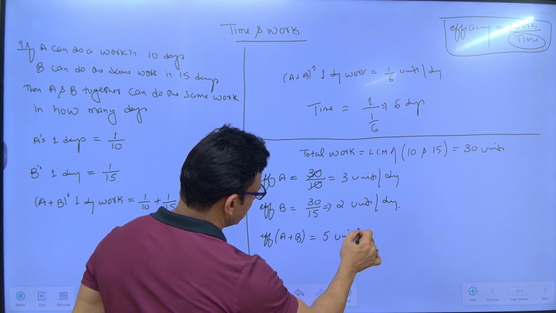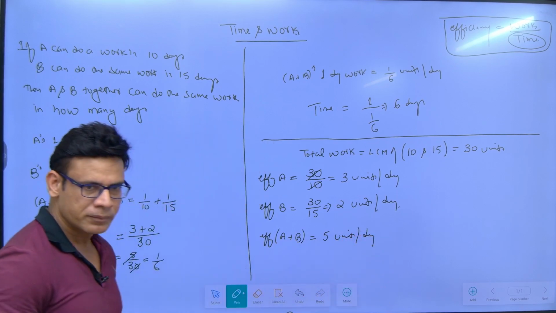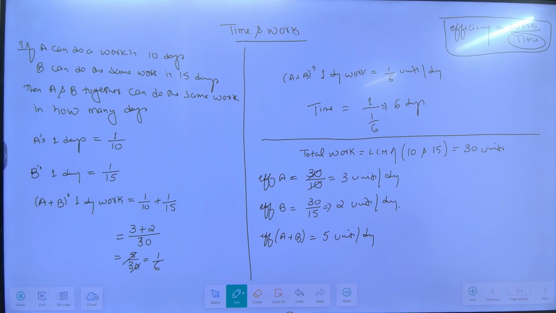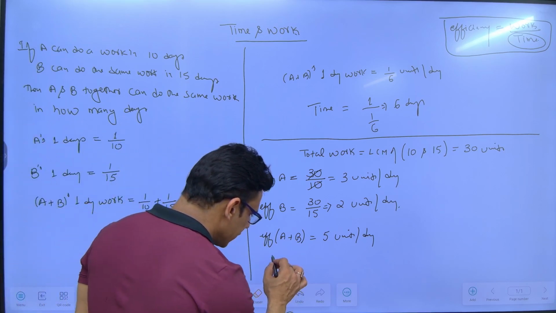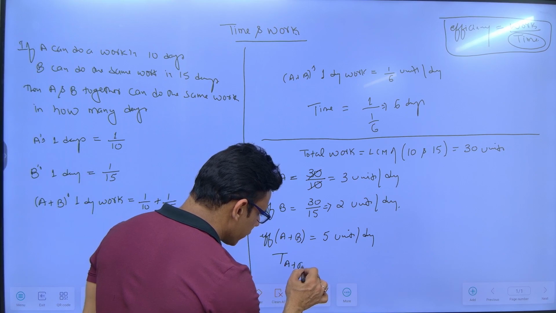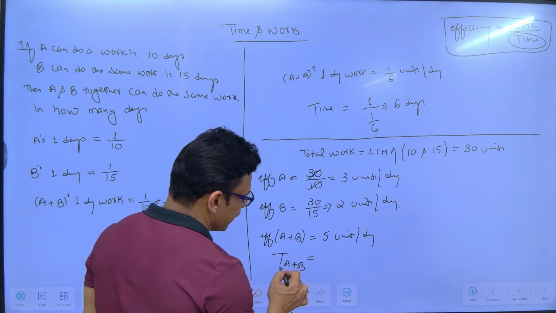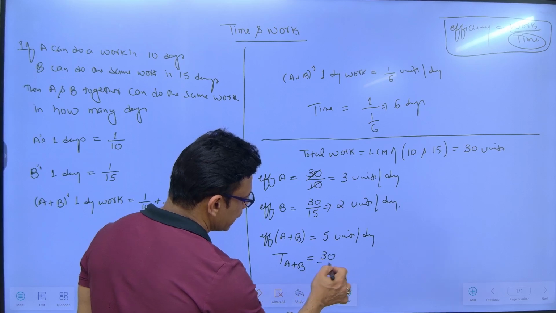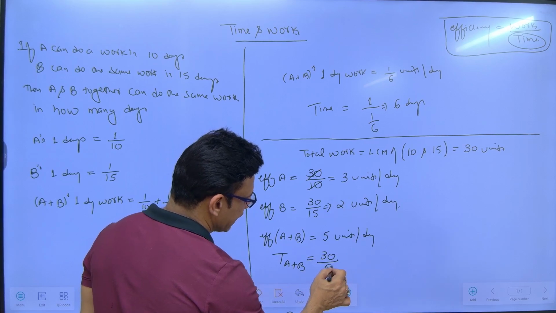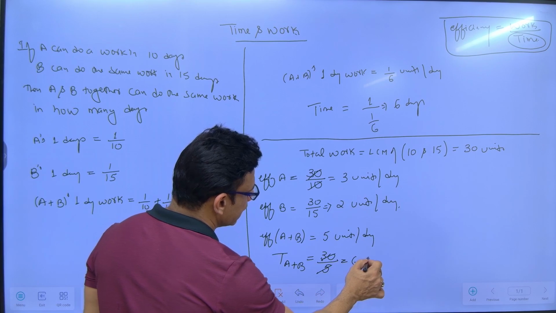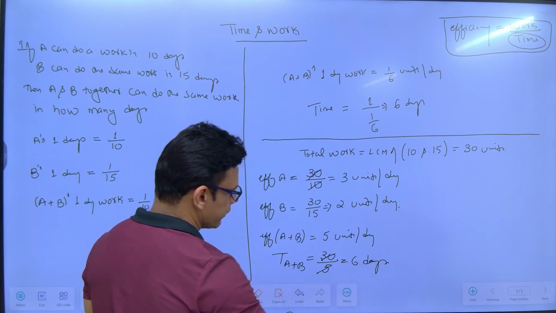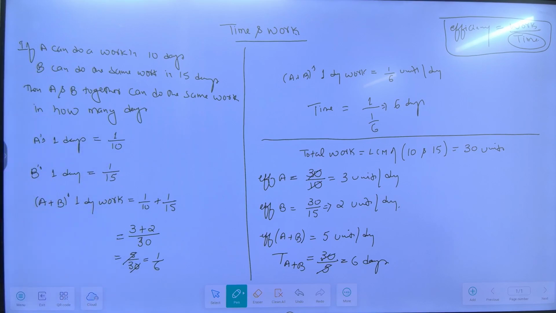5 units per day or not? 3 plus 2. Now we have to find out the time taken by A plus B to finish this work together. Now together they have to do 30 units, but combined efficiency is 5, which will give you 6 days. Both are giving you the same answer. Both methods are actually the same.